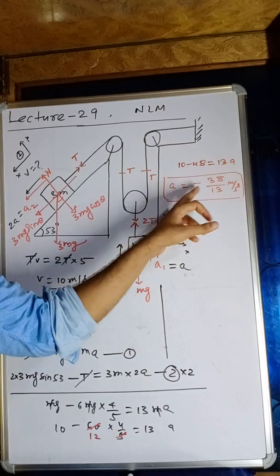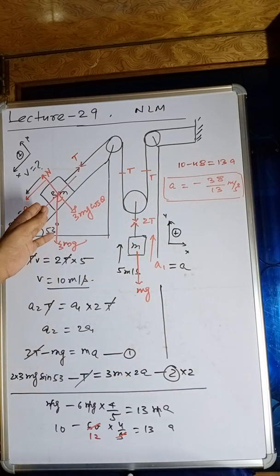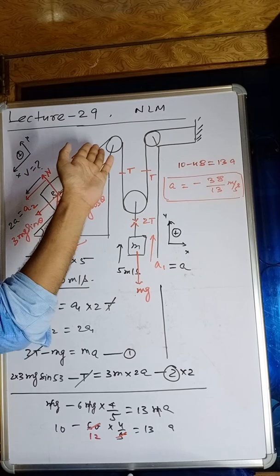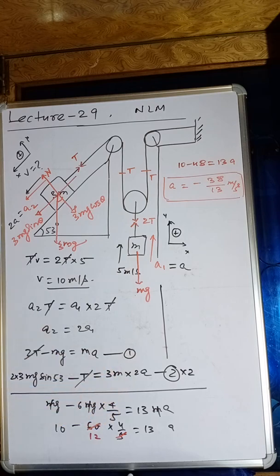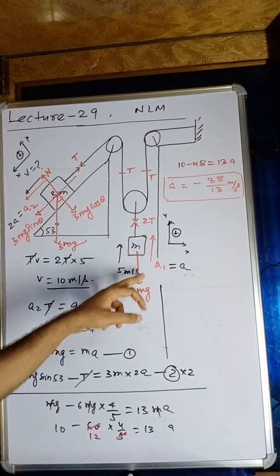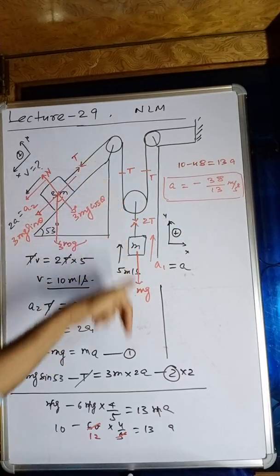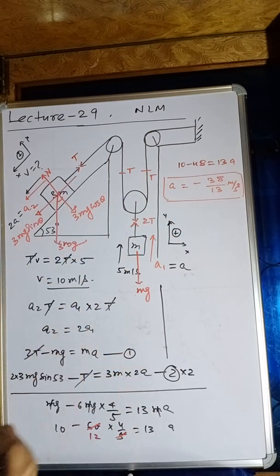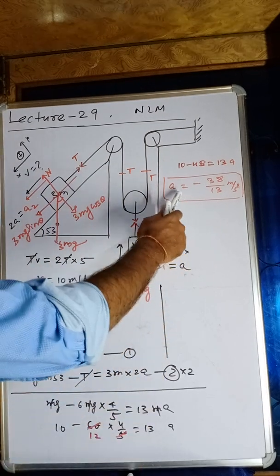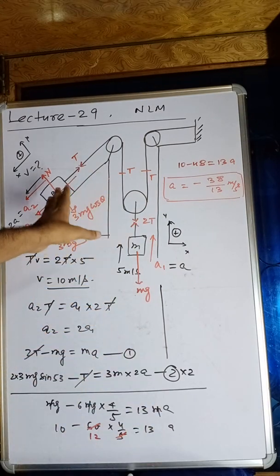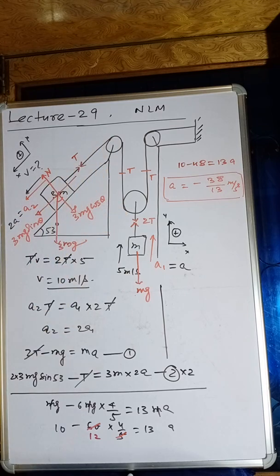Here, if the acceleration is negative, what does it mean? It means we have taken the acceleration of this body downward, but it is not moving down, actually it is moving up. We have taken the acceleration in upward direction, which is wrong. It should be negative. With which acceleration? 38 by 13. It is moving down and it is moving up with twice of 38 by 13 meter per second square. Once you got the acceleration, I hope you can find out the tension as well. We'll put the value of acceleration in this equation and we'll get the tension in all the concerned strings. I hope you understand, my dear students.